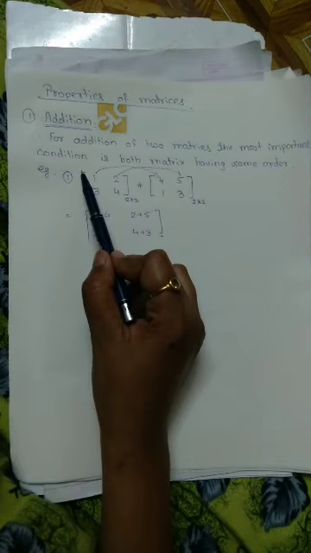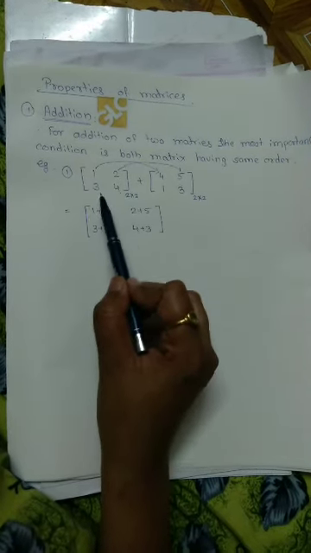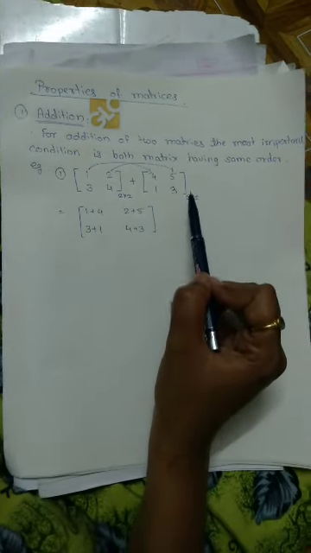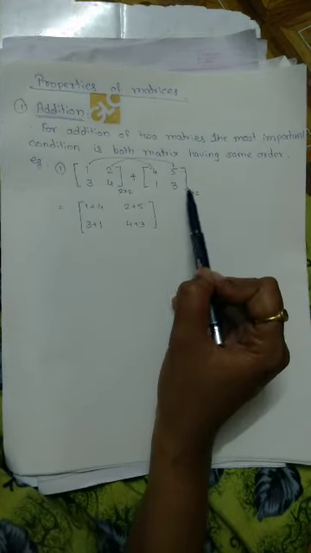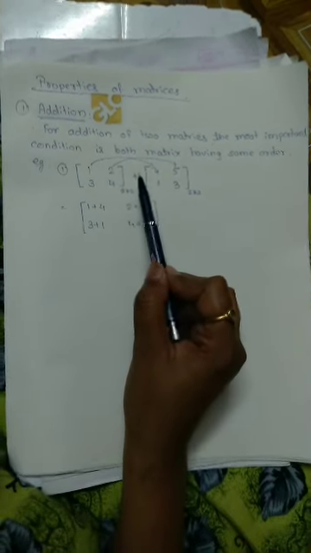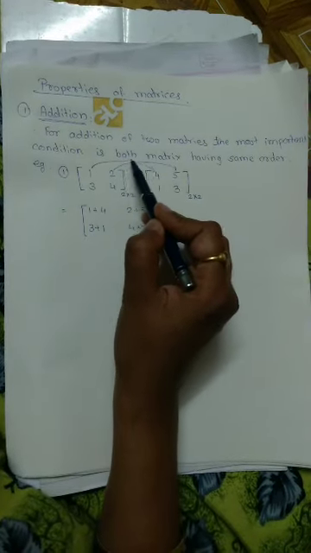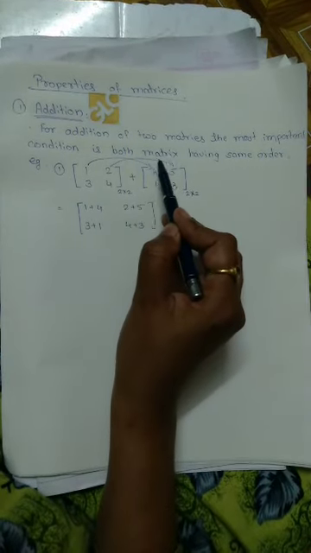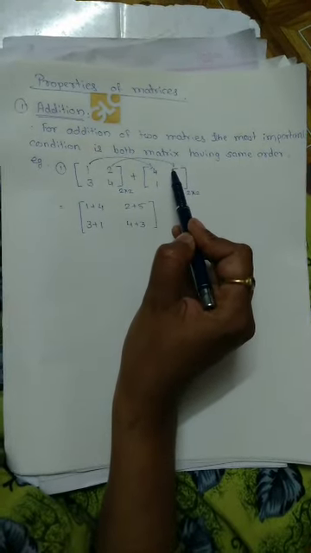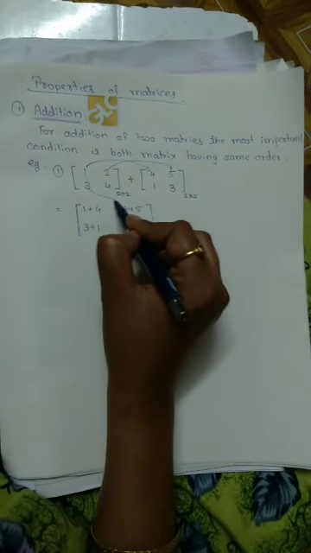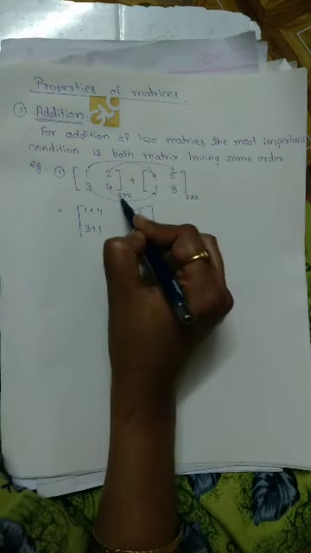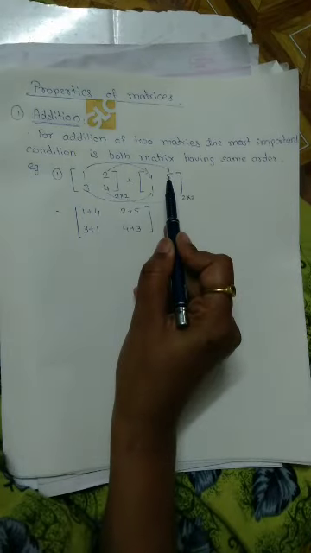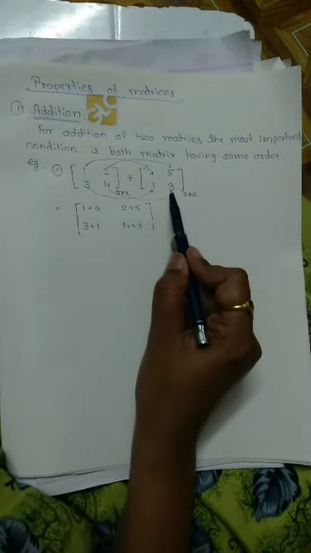For example, suppose these are two matrices: 1 2 3 4, this is one matrix of 2 by 2 order, and 4 5 1 3, this is the second matrix of 2 by 2 order, and we want to add these two matrices. Then what we are doing, we are adding the first entry to the first entry of the second matrix, then the second entry to the second entry of the second matrix. Similarly, this 3 is added to 1 and this 4 is added to 3. So this will be 1 plus 4, 2 plus 5, 3 plus 1 and 4 plus 3.